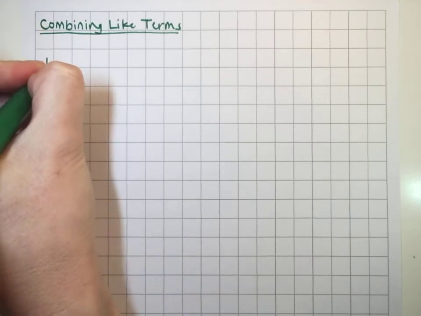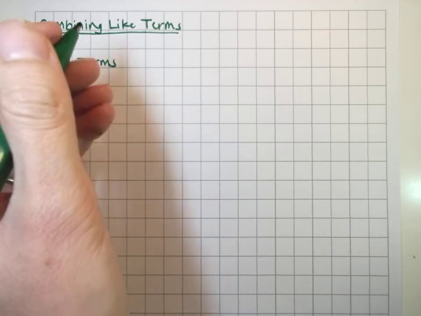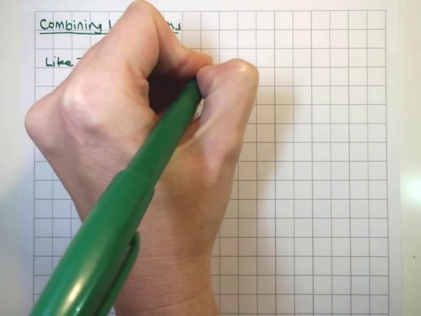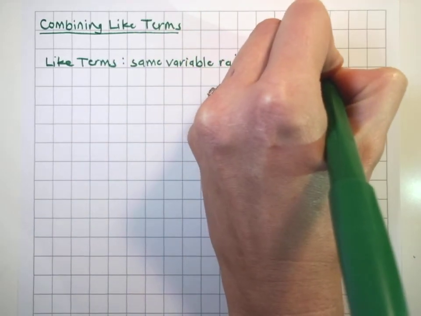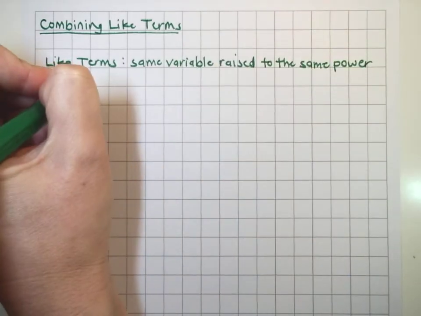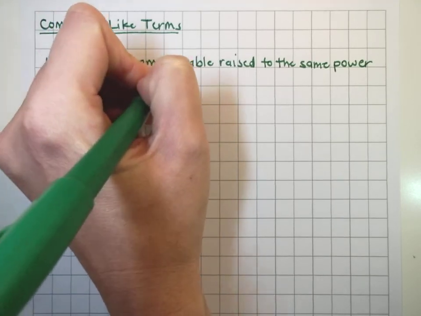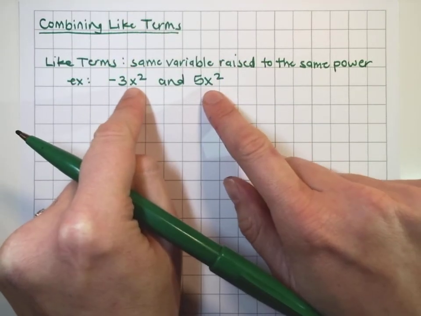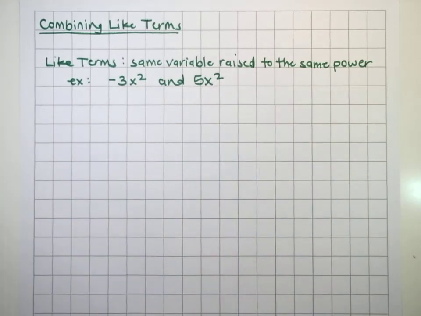So first thing is, what are like terms? Like terms are the same variable raised to the same power. For example, negative 3x squared and 5x squared. As long as they have the same variable, which is x, raised to the same power, which is 2, they are like terms.